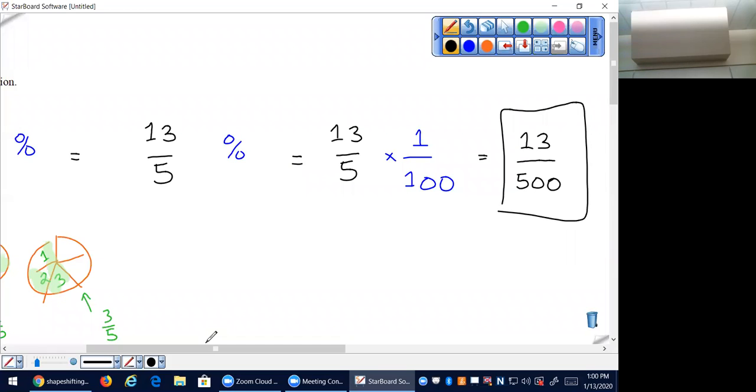You can picture this on the grid. We're going to shade in 2 boxes and 3/5 of another box out of the 100, right? So it makes sense in a meaningful way. It's just not a friendly thing. We want to get rid of the percent and make it a fraction.